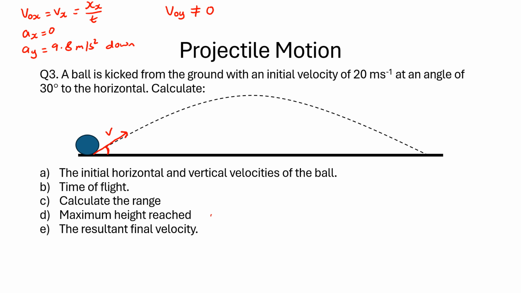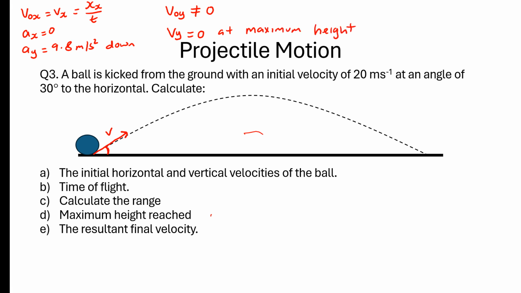And we have to remember one more thing. At maximum height, Vy equals 0. So Vy equals 0 at maximum height. Alright, so let's look at this question and let's see how we go.